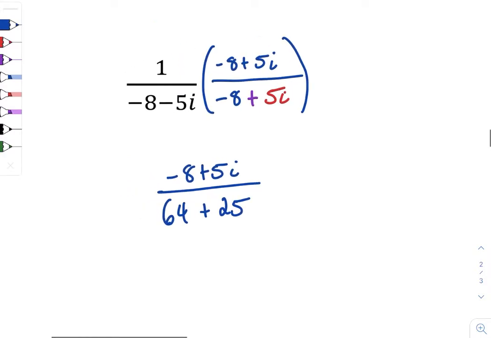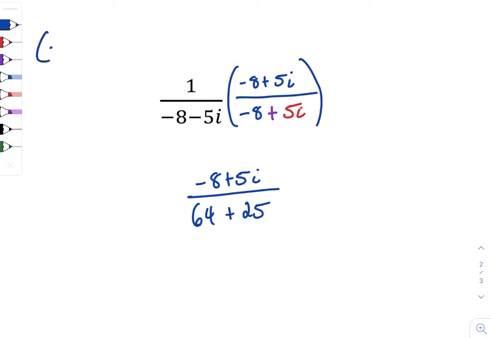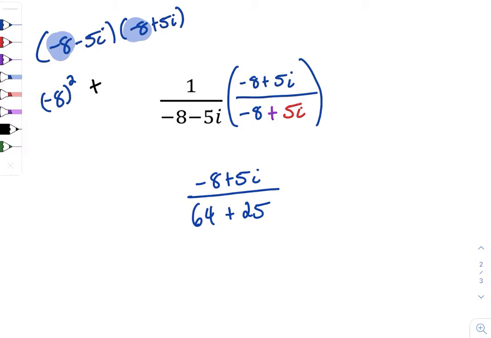Okay, so when you're multiplying conjugates, in this case, -8 minus 5i times -8 plus 5i, you take the first part of it, which would be the -8. So I take that -8 and I square it, and then always plus. And then you're going to take the 5, and we don't really care about the sign here because you're going to have a plus and a minus. You then take that 5 squared, and that leads you to the 64 plus 25.